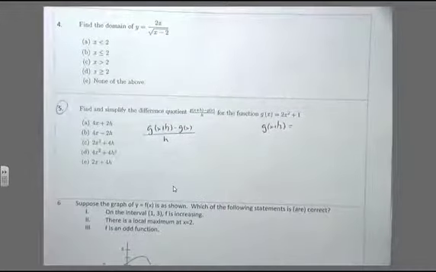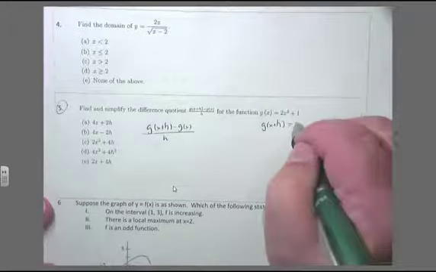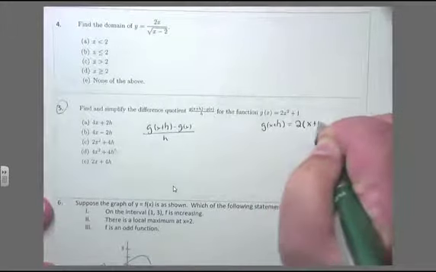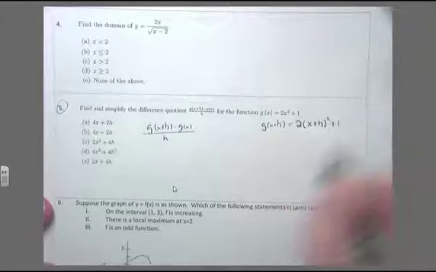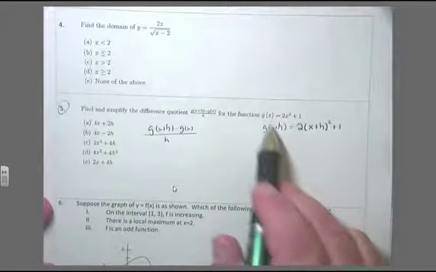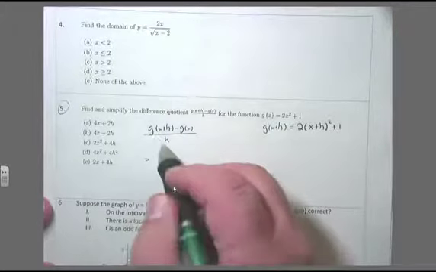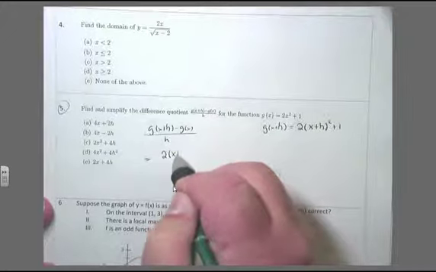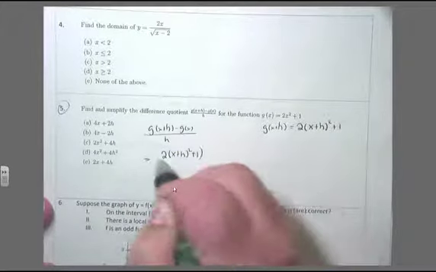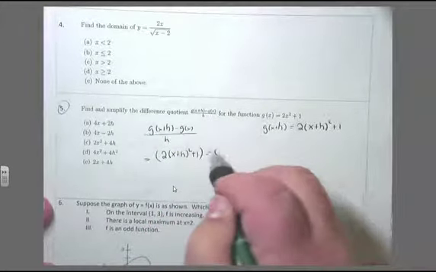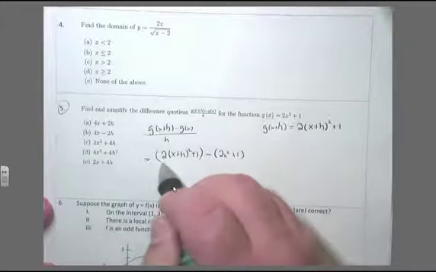I don't care what's inside that parentheses. Whatever is inside that parentheses, I'm going to replace x in the original g of x function. So, as g of x is 2x squared plus 1, what is g of x plus h? 2 times x plus h squared plus 1. Does that make sense? Plugging x plus h in for x. Now I'm going to replace it over here. So g of x plus h is this 2 times x plus h squared plus 1 minus g of x, which is 2x squared plus 1, all over h.